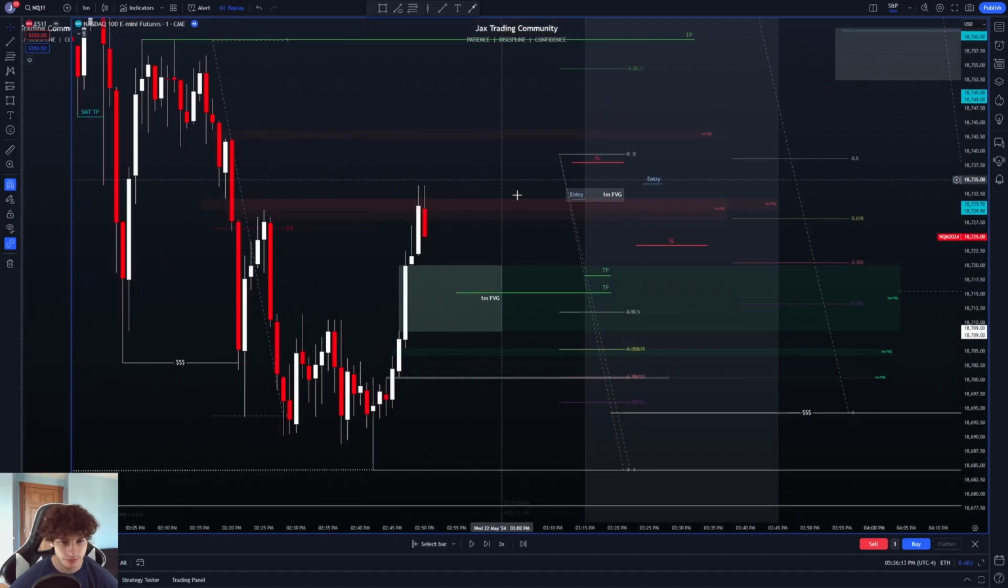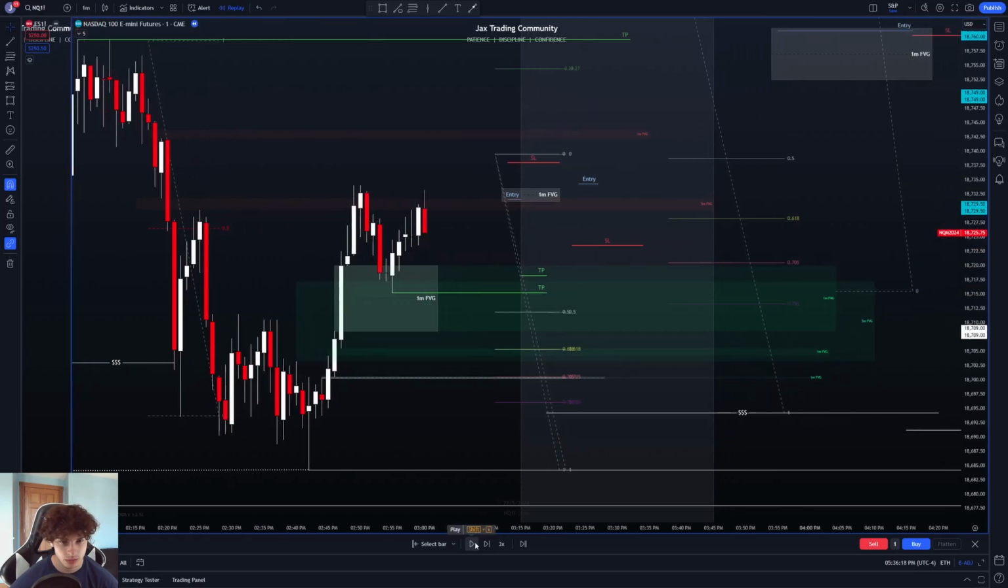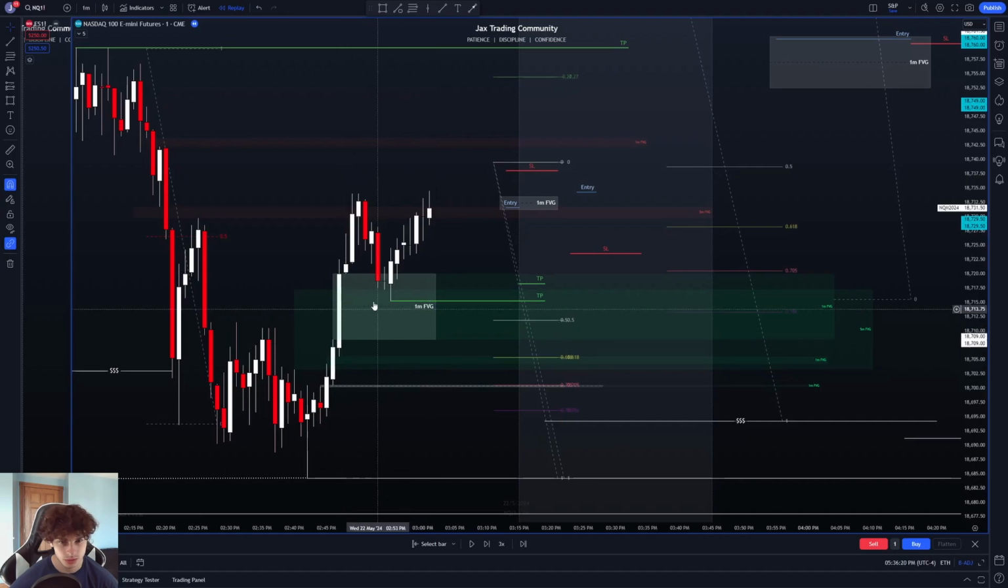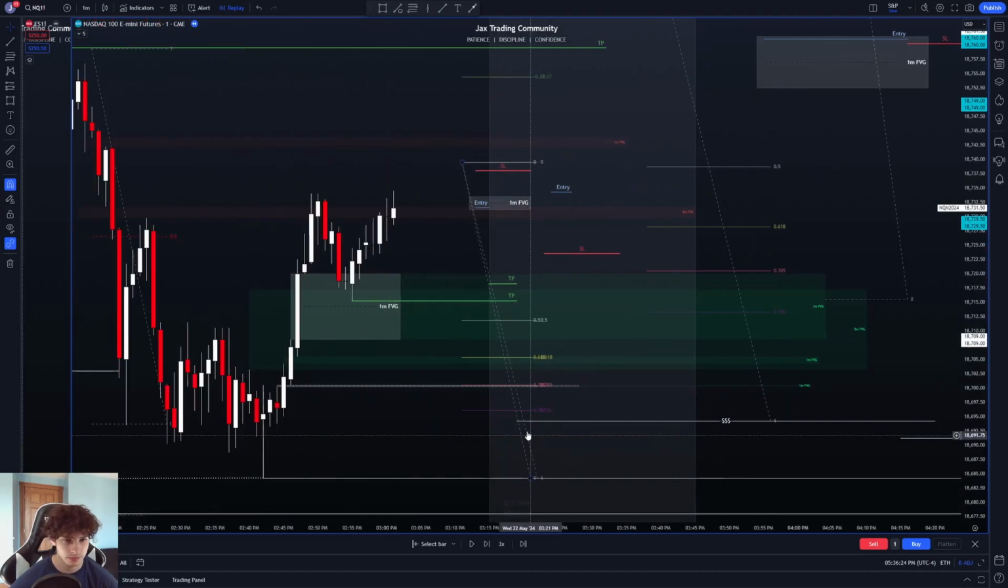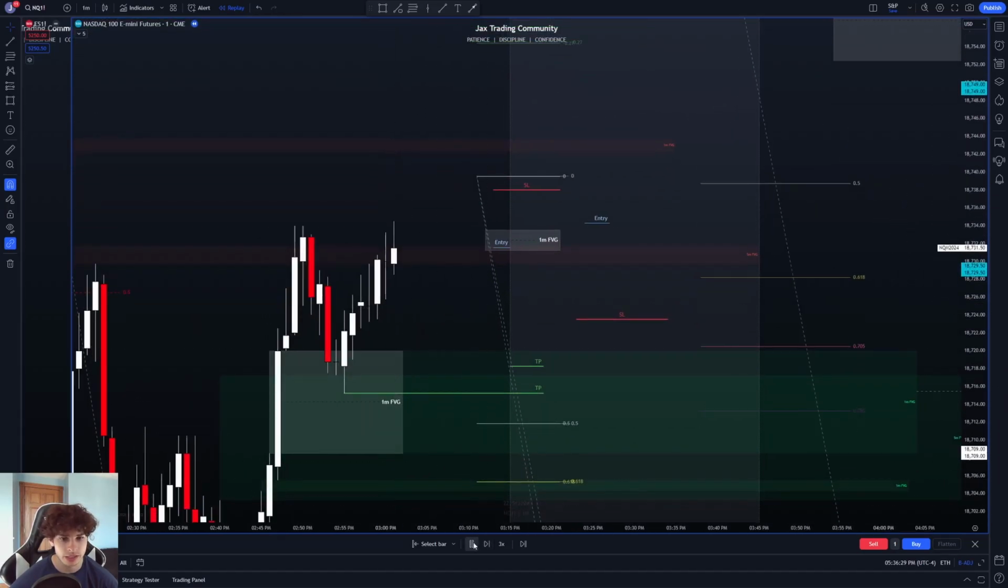So we have SMT here, we have massive displacement up. What happens when we get into this fair value gap? We're respecting off of it. So here's your confirmation entry. This right here is showing you that this SMT is in play. So now I want to look for another entry in the next fair value gap that we create.